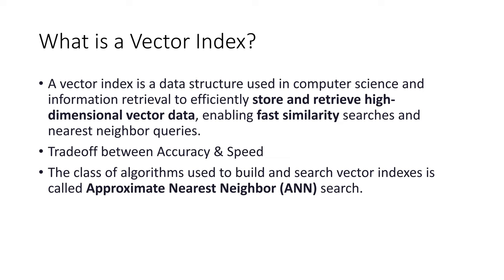So there are different algorithms, but that is the fundamental idea. If you're using ANN, approximate nearest neighbor, it means that your results may not be 100% accurate, but it's definitely going to be fast. So that is the concept.